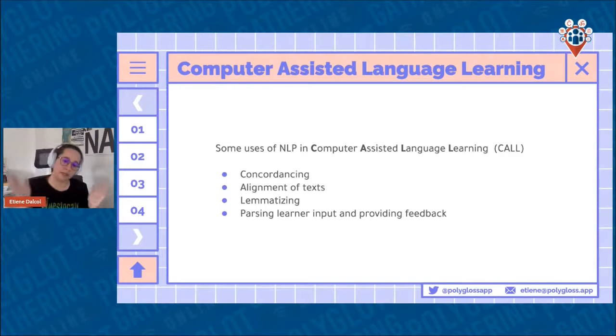Other uses are lemmatizing, so reducing the word to its root form. So you can, for example, look for it in a dictionary in a reader application.